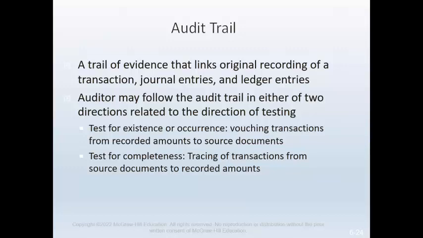Testing for existence or occurrence starts with the accounting records and goes back to the source document. This is called vouching and tests for overstatements. Testing for completeness starts at the source document and ends at the accounting records. This is called tracing and tests for understatements.